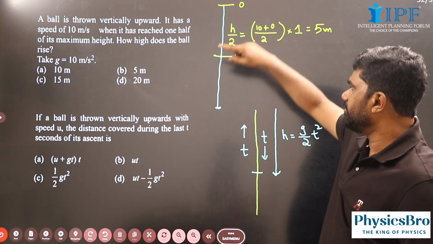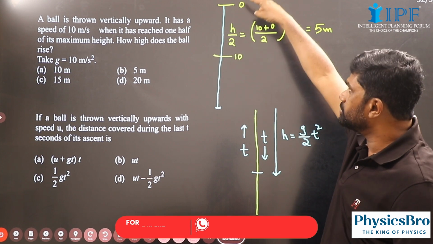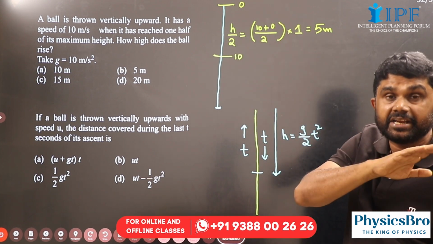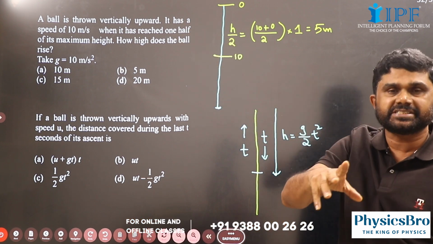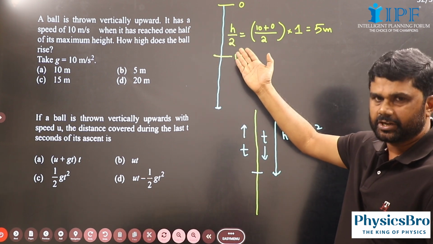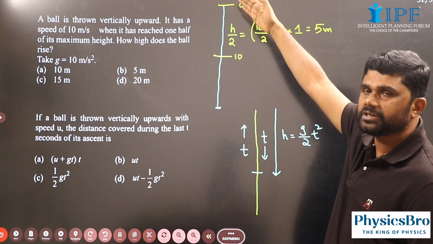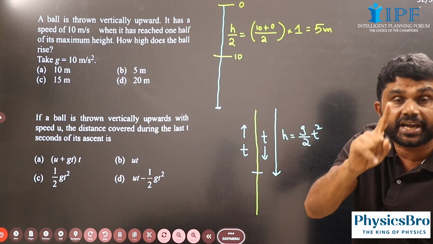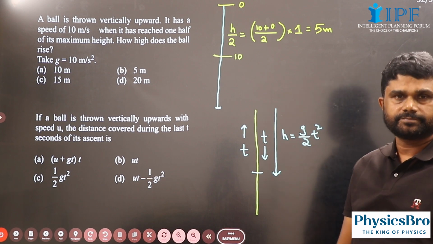Okay, now here the velocity is 10. As it goes up, its velocity will decrease by 10 meter per second in every second. So in the first second, its velocity will decrease by 10. It has only 10 meter per second velocity. So after 1 second, its velocity will be 0. What does it mean? It takes only 1 more second to reach the highest point.